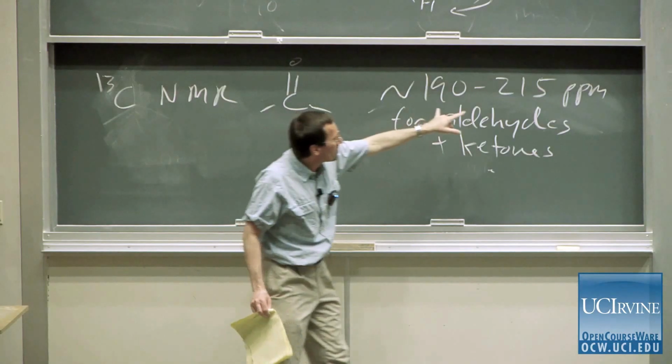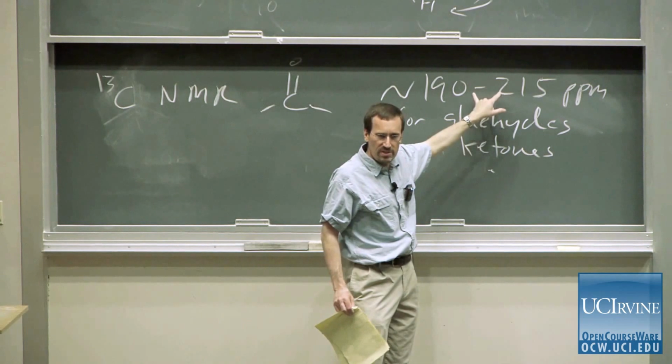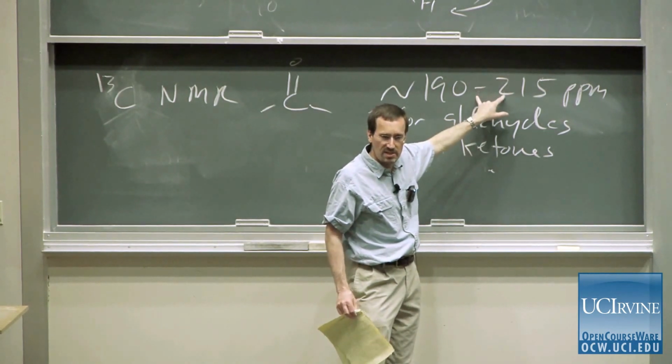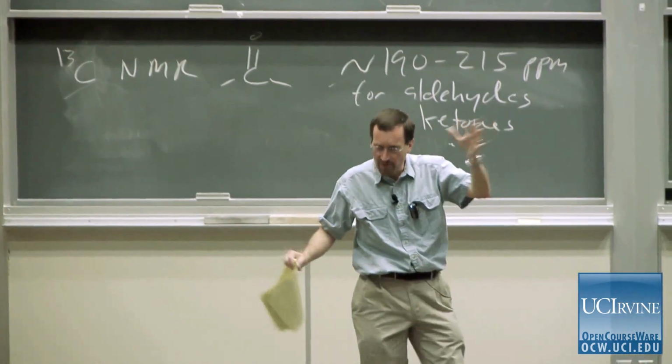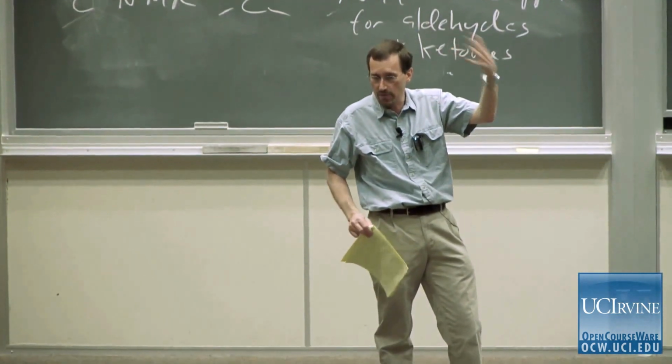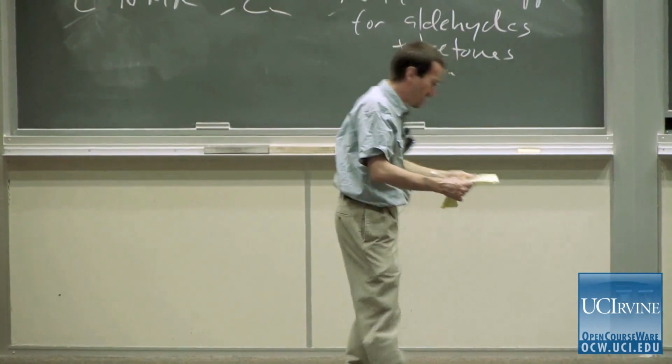These, of course, are numbers very different than what you see for, say, a carboxylic acid or an ester, where you still have a carbonyl carbon standing out very far downfield, but now it's more like 170 or 180 ppm.